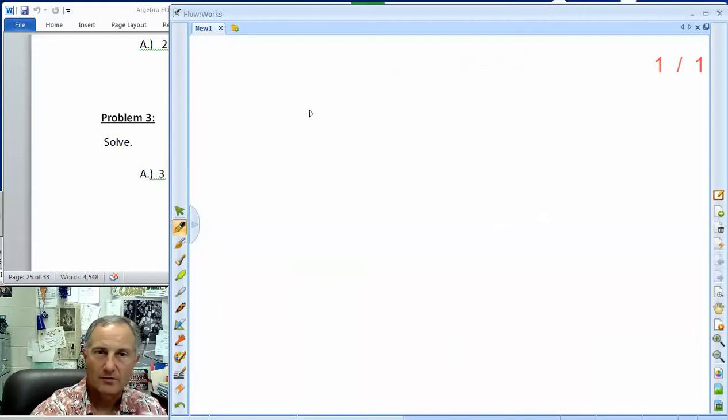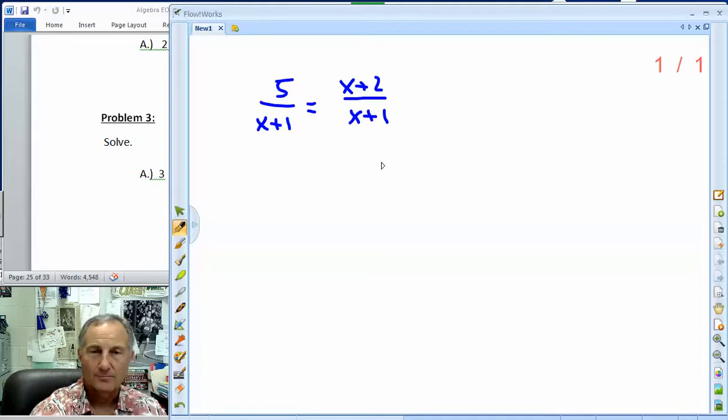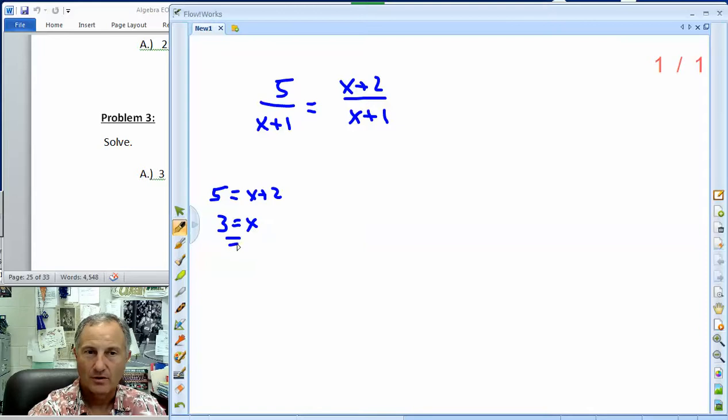So we start off with 5 over x plus 1, and that's equal to x plus 2 over x plus 1. Now some of you may notice, and I'll point this out, but I'll solve it with cross multiplication: the denominators are the same. If these two fractions are equal and the denominators are the same, then 5 has to equal x plus 2. Subtract the 2 over, and we'd better get 3 for x. That's what should happen, because if this is equal, they have to be equal.